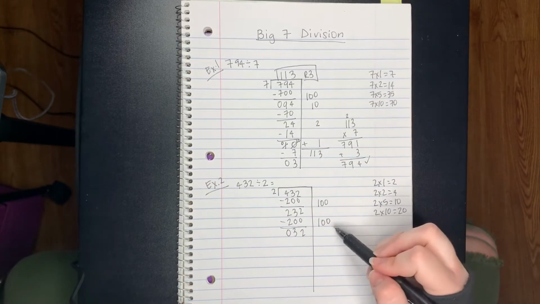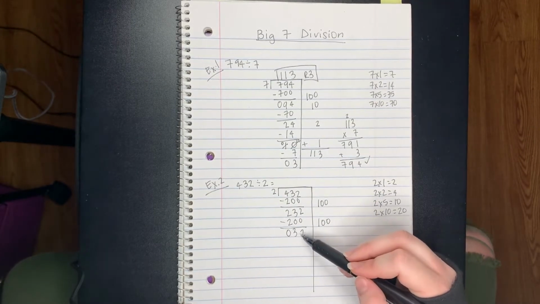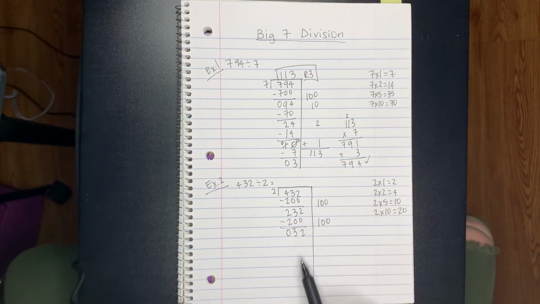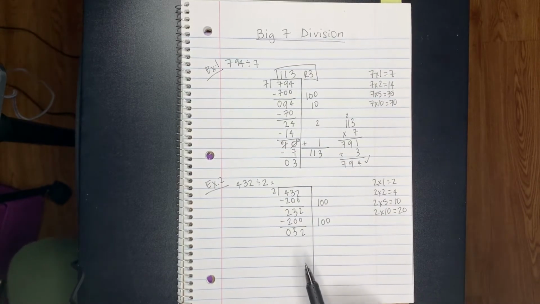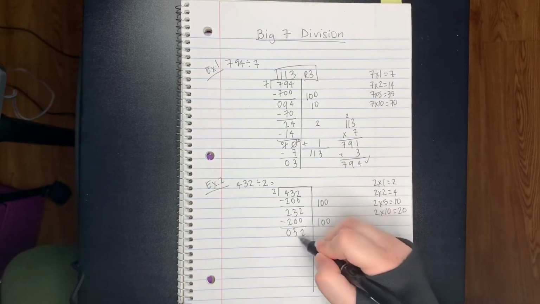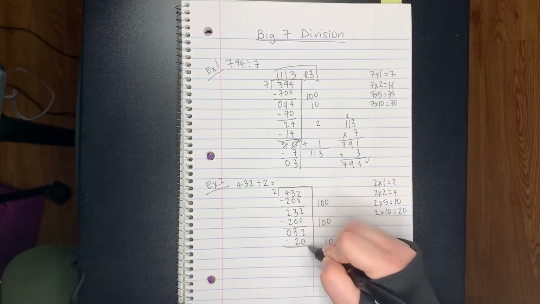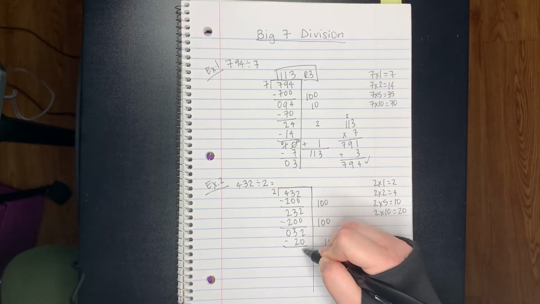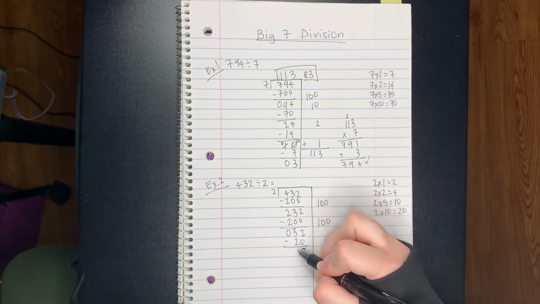We cannot do another group of 100 because that would be way too big, but we can do a group of 10. So we'll do a group of 10. 2 times 10 is 20. 2 minus 0 is 2. 3 minus 2 is 1.